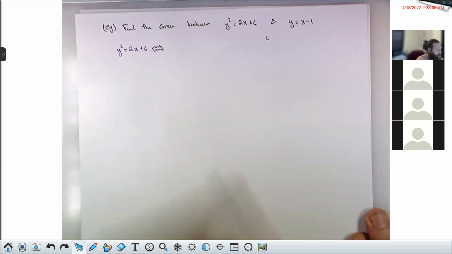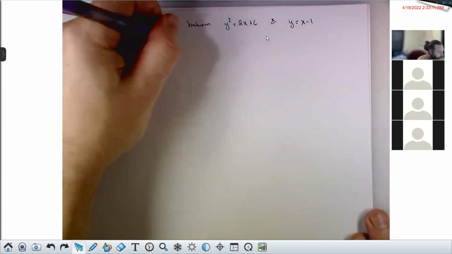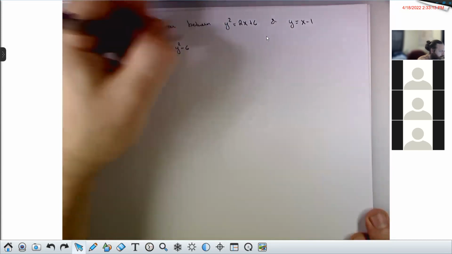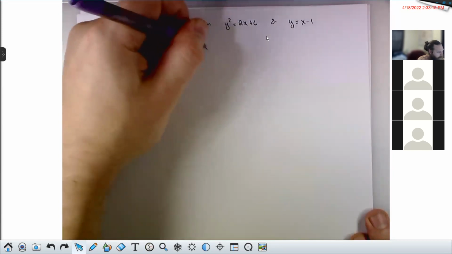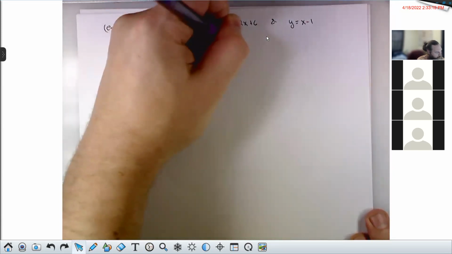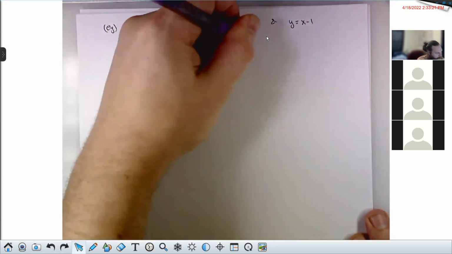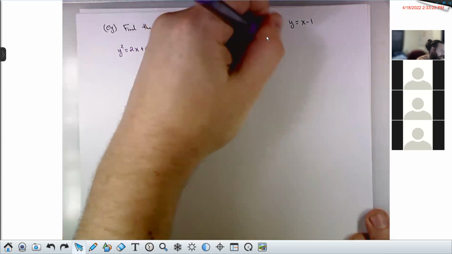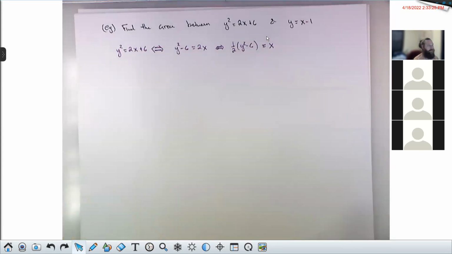We should solve for x. So this means y squared minus 6 is equal to 2x, which means 1/2 y squared minus 6 is equal to x. And you might be trying to remember, how do you graph such a thing? You can always plot some points if you want. So we can see where we're at when y is 0. If y is 0, then this is 1/2 times -6, which is -3.